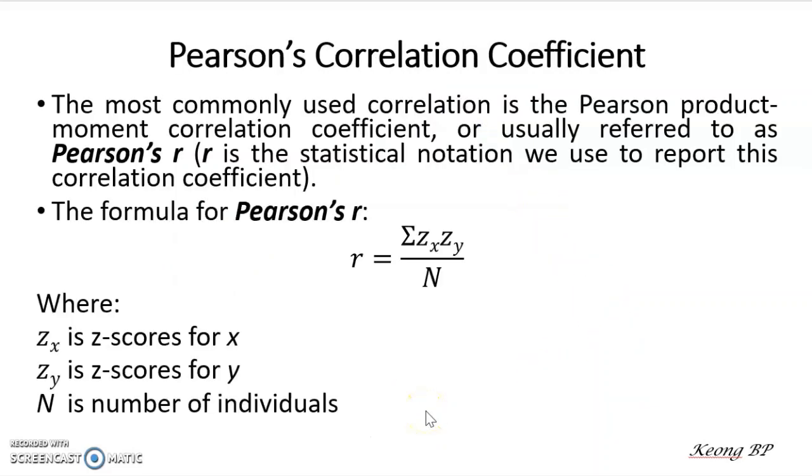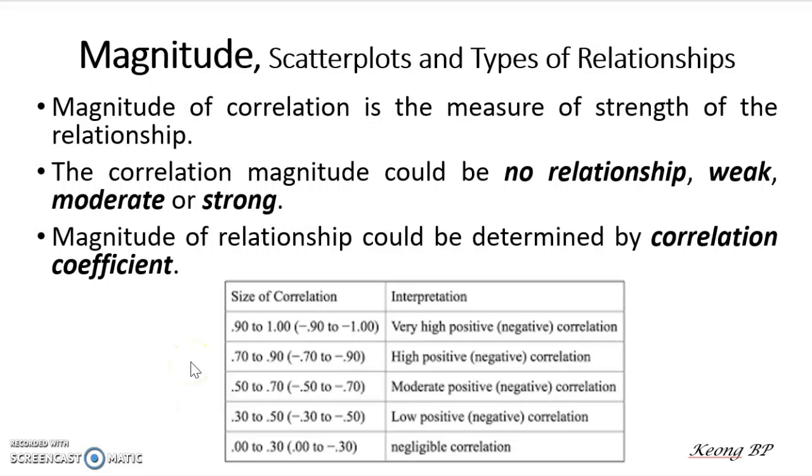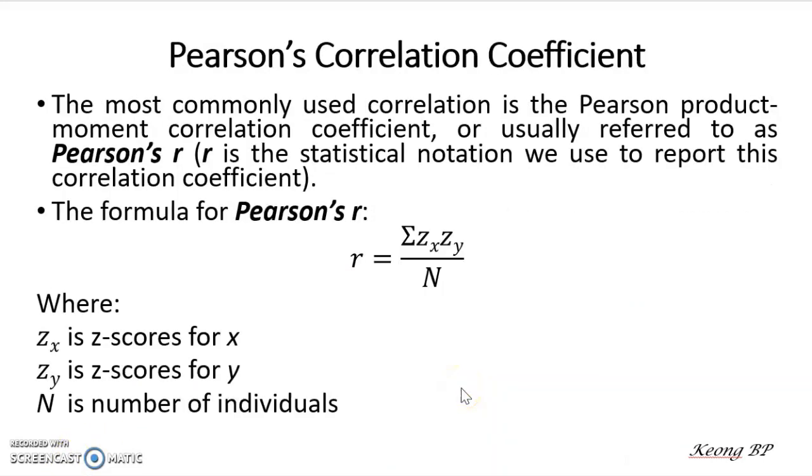Okay, now we look at Pearson's correlation coefficient. Now let us turn our attention to the calculation of the R value. How do we get this R value that is shown in this table? The R value that is shown in that table earlier is called the Pearson's correlation coefficient. The Pearson correlation coefficient is usually referred to as Pearson's R, and this R is the statistical notation we use to report the correlation coefficient.